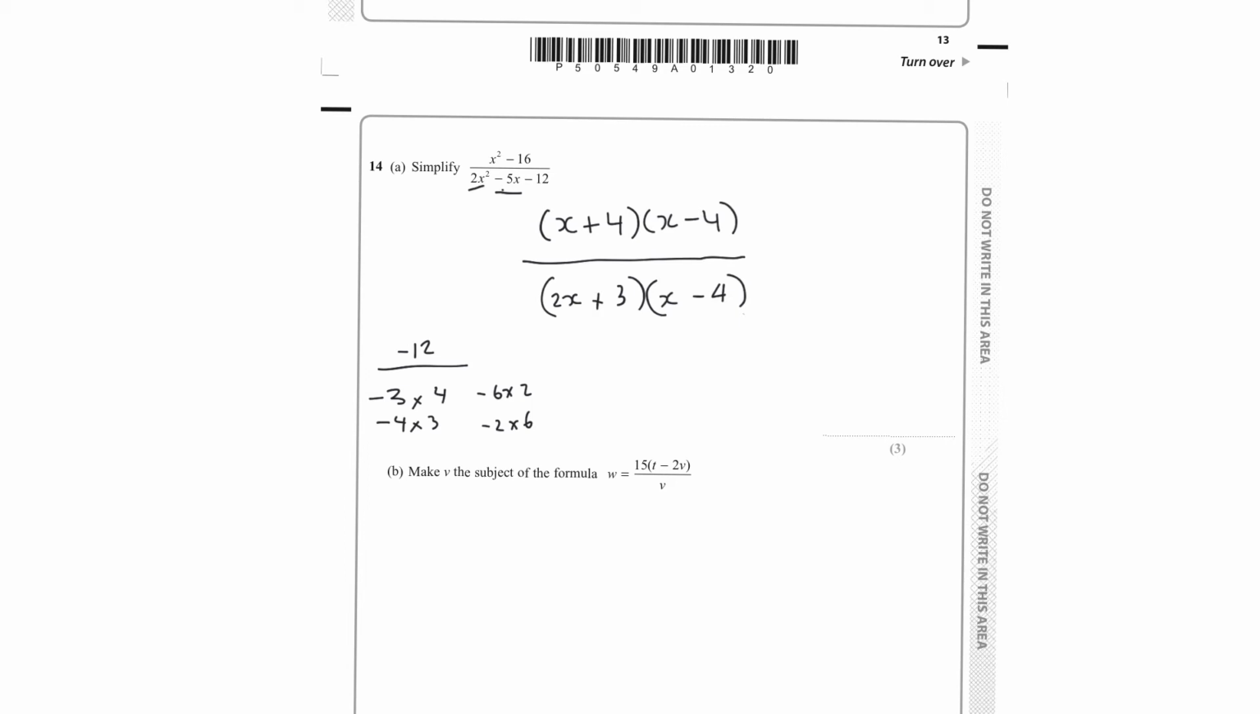So now we've got that. Notice how both the top and the bottom of the fraction have x minus 4. So that would simplify to x plus 4 over 2x plus 3.